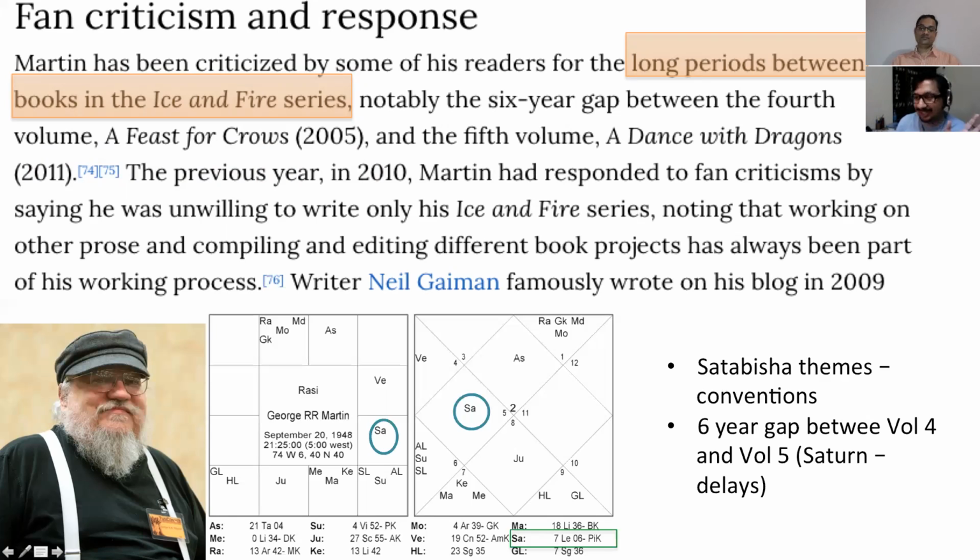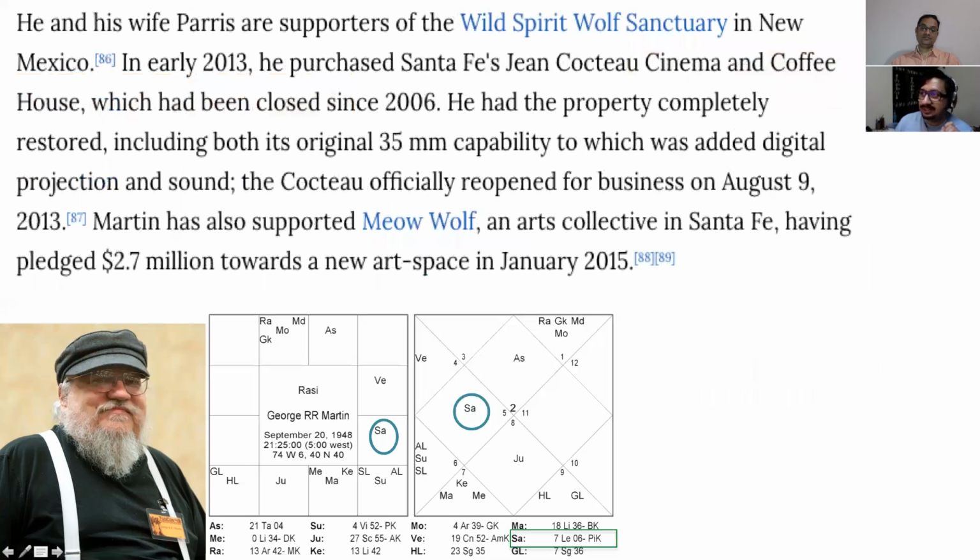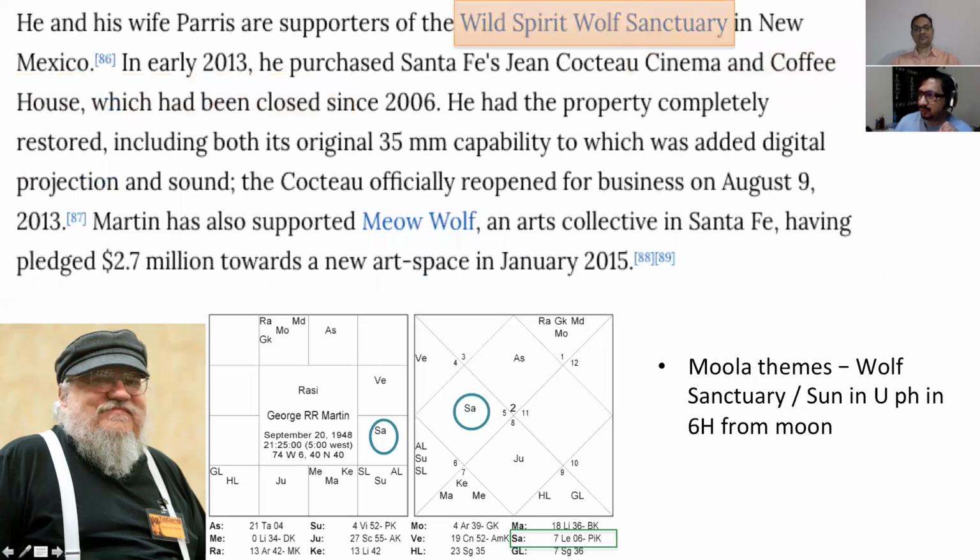So he's taking his own time in finishing the books. Now, another interesting thing is that he and his wife Parris are supporters of the Wild Spirit Wolf Sanctuary. A wolf is like a wild dog, and Mula has the animal dog associated with it. So wolf sanctuaries could also be this Mula theme. This is the connection between Mula and Magha.